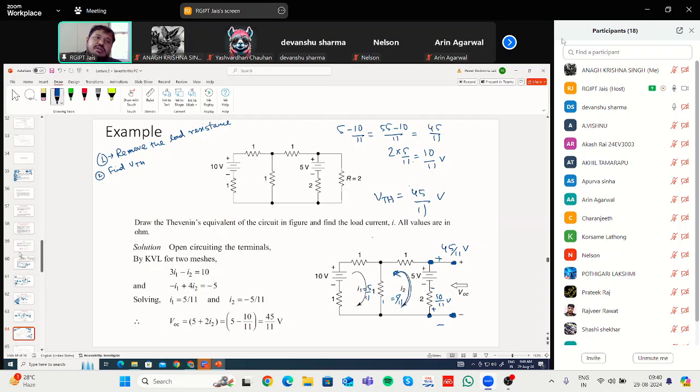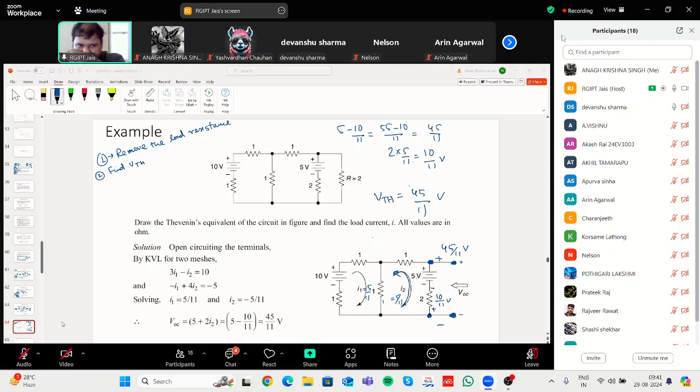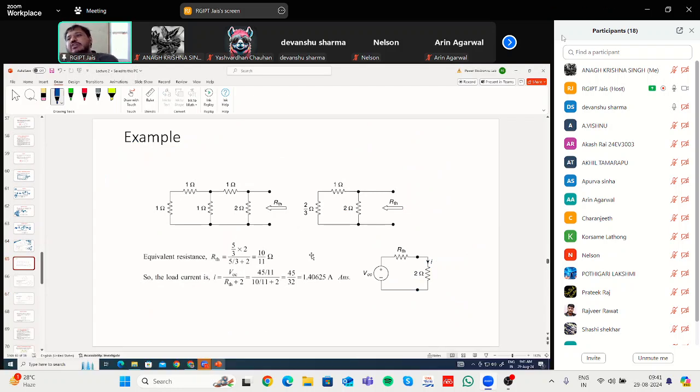Now, is it clear? I1 is 35 by 11. Please check. Again, it is a simple calculation from simultaneous equations. You can do it. The next step will be to find out the equivalent resistance.